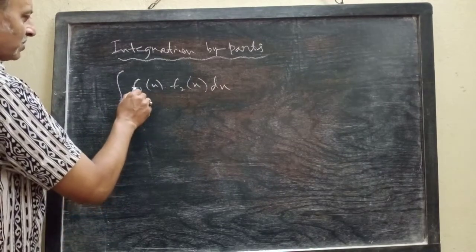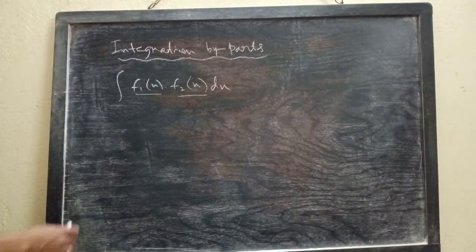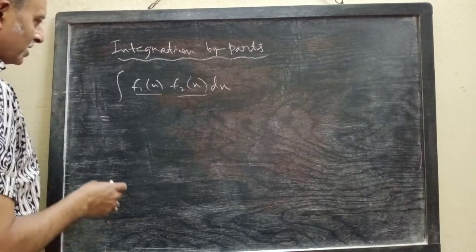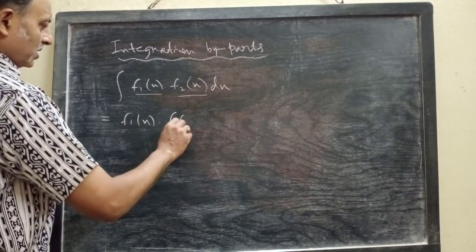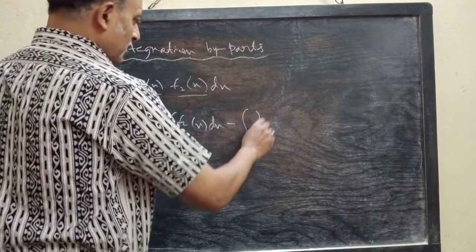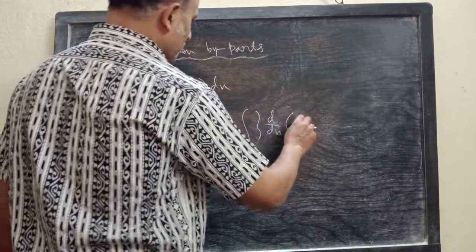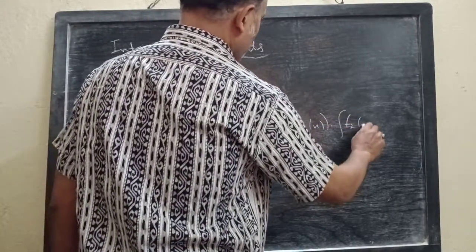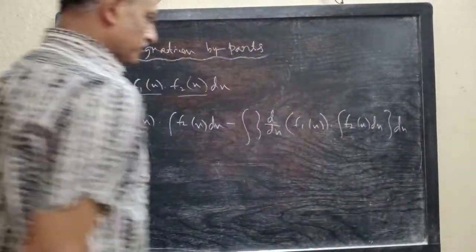We have considered this function f1(x) as the first function and this function as the second function. So the rule to integrate this type of product is: f1(x) into integral of f2(x) dx, minus integration of the derivative of the first function, then the integral of the second function, and the whole integral.